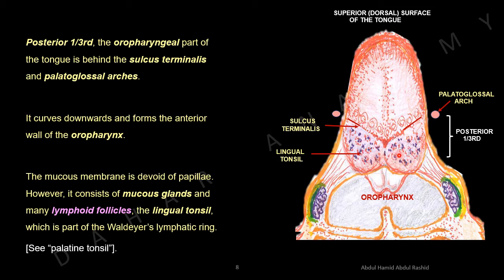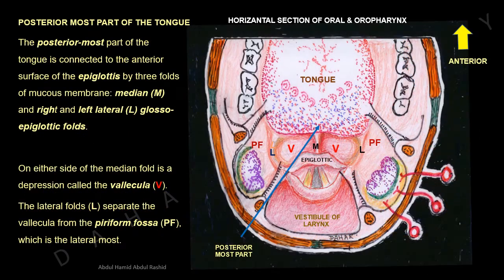However, it consists of mucous glands and many lymphoid follicles. They form the lingual tonsil, which is part of Waldeyer's lymphatic ring. You can see this in the chapter for palatine tonsils. Posterior most part of the tongue.